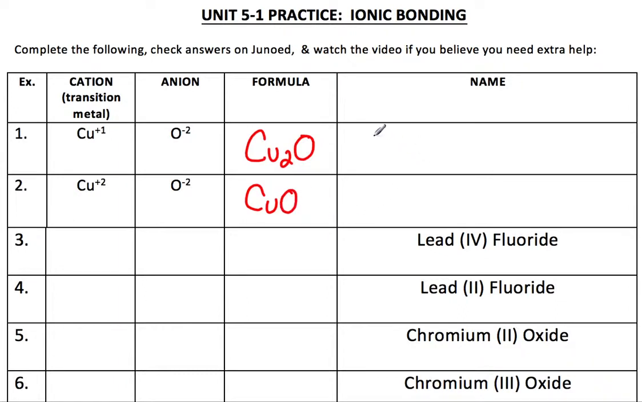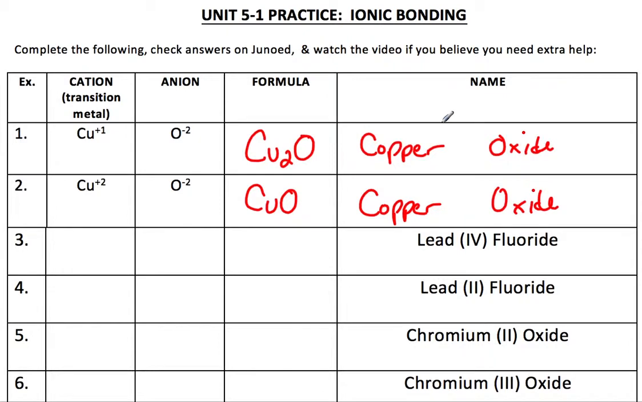Now when we write the name, if we were to just write copper oxide, we wouldn't know which is which. We wouldn't know if we have the +1 or the +2 version. So as a result, we have to use Roman numerals. So Roman numerals are going to go up here to indicate that it's a +1 charge, and over here, +2 charge.